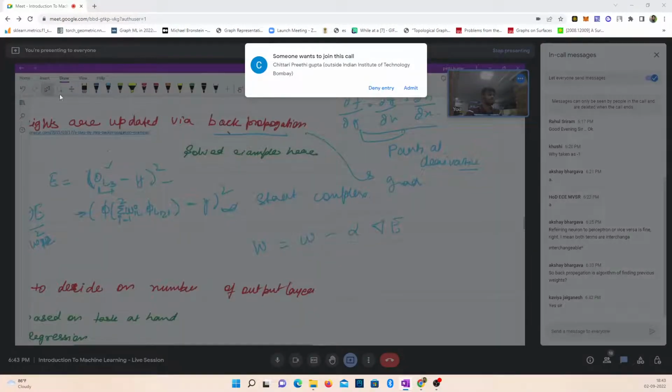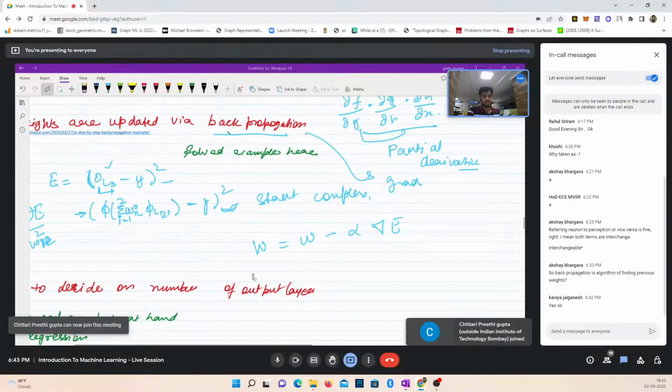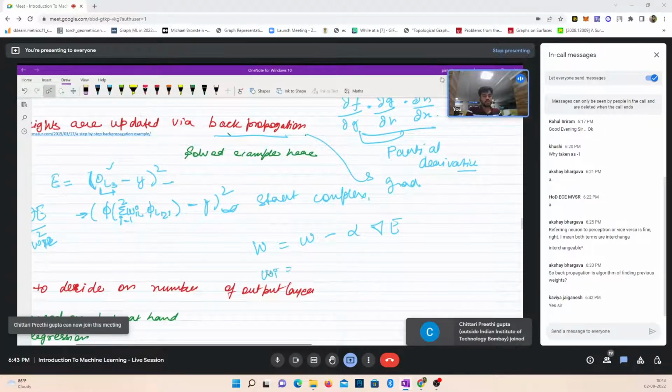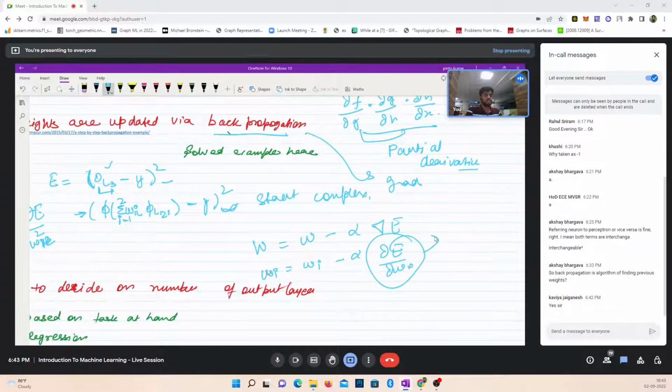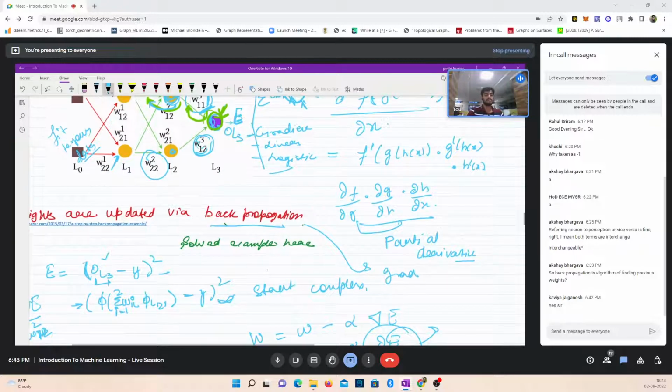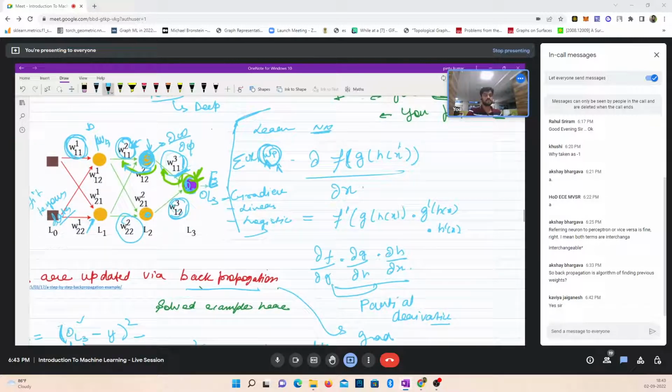Now if you split it, Wi is equal to Wi minus alpha del E by del Wi. How to calculate this del E by del Wi is given by your backpropagation algorithm, and that is done via the chain rule. This is what I am saying.